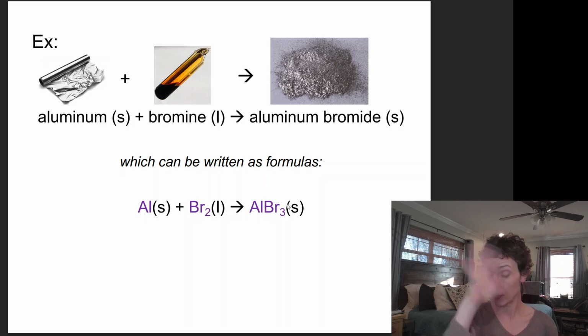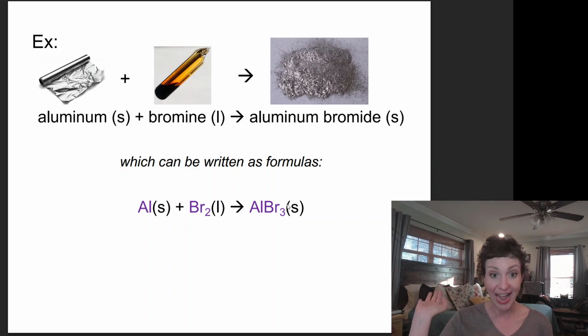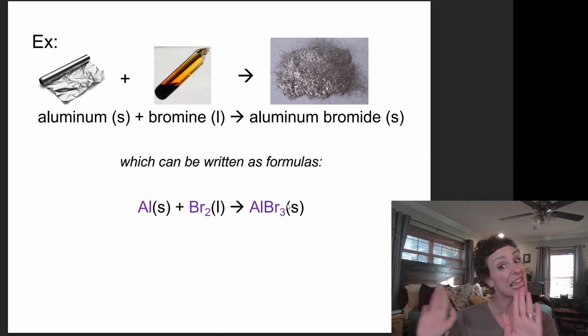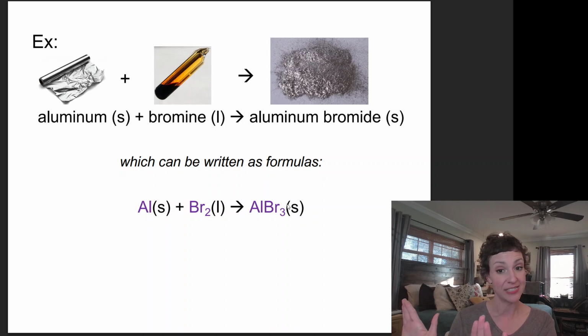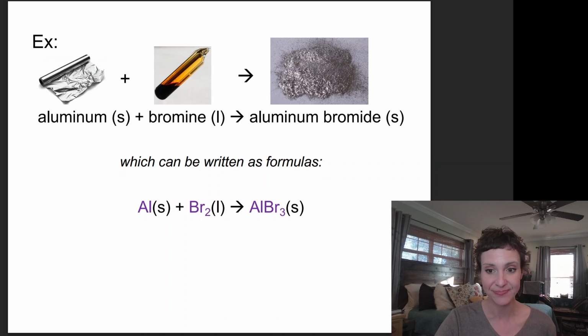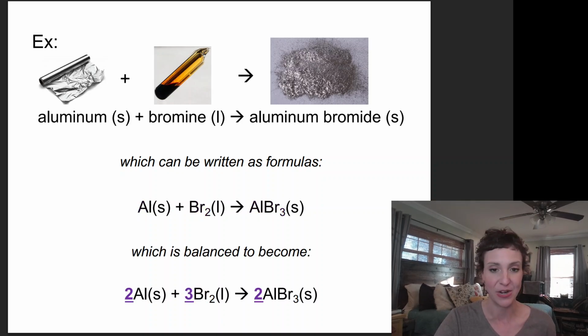I cannot create a bromine atom out of nowhere, okay? I've got to do something called balancing, which means I'm going to put some big numbers in front of these formulas to make sure that the law of conservation of mass is true for this equation. So if you'll notice, I've put a 2 in front of the aluminum, I put a 3 in front of bromine, and I put a 2 in front of aluminum bromide.